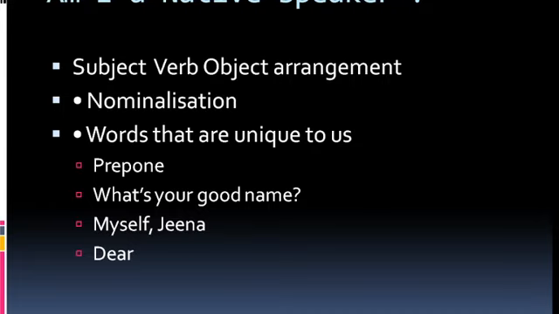Great. Then, myself, Hemant. No, we don't say that. Myself, Hemant. No, we don't say that. Myself, I am Hemant. That's the proper sentence construction that we use over there.